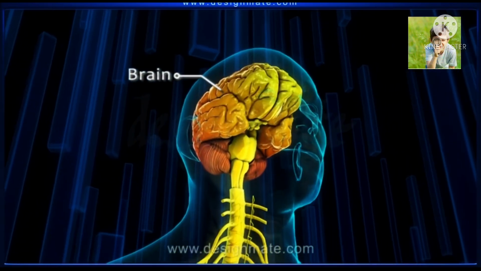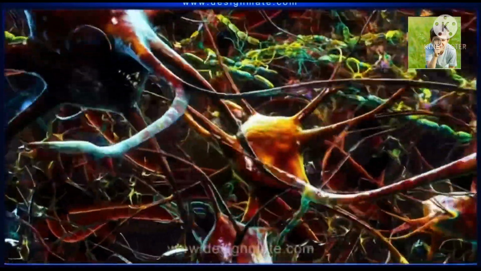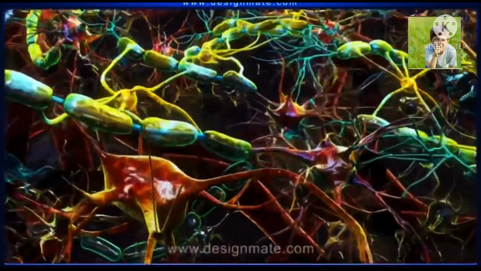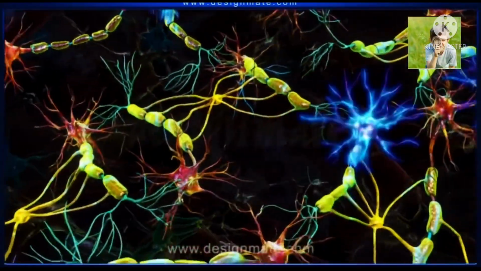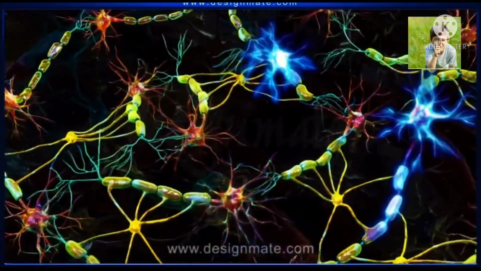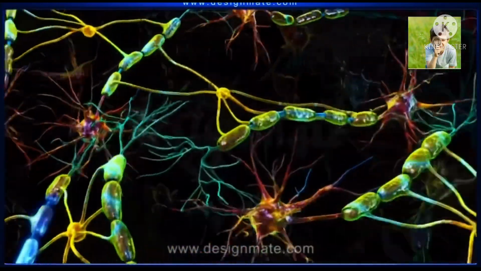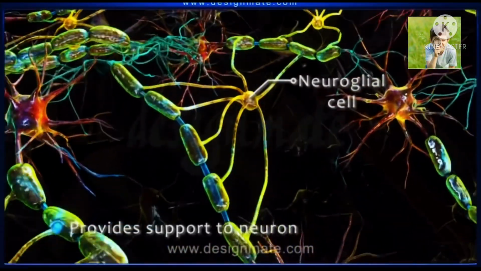In human beings, brain is the center of the nervous system. A magnified view of the brain shows a network of neurons. The neurons play a vital role in the transmission of nerve impulses. The other type of cell present is the neuroglial cell, which helps in providing support to the neuron.